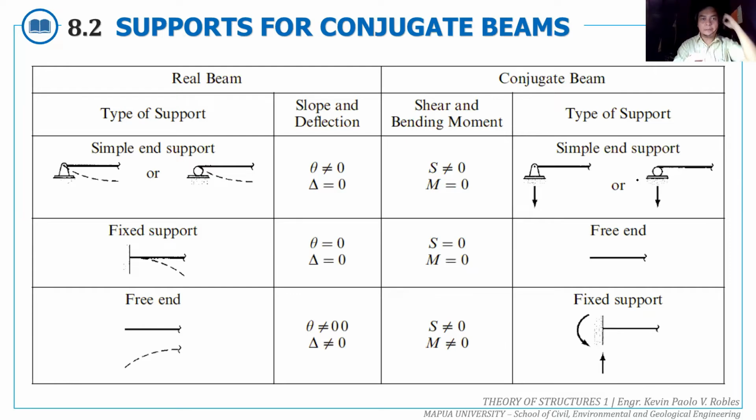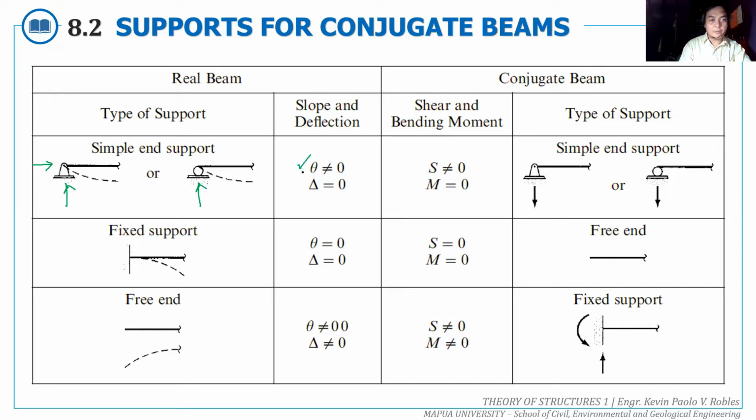Okay? So I have here the comparison or the conversion of the real beam to its conjugate beam. So basically, it will be depending at any given joints, or on the supports. Okay? So let us recall that for a hinge support or a roller support, diba meron siyang reaction. So pagka-hinge, diba dalawa yung reaction natin dyan, horizontal tsaka vertical. Pagka-roller, isa lang yung reaction. So meaning to say, whenever we have a simple end support, which is a hinge or it could be a roller, diba ang slope doon is hindi equal to 0?